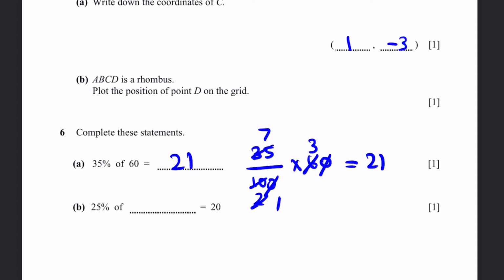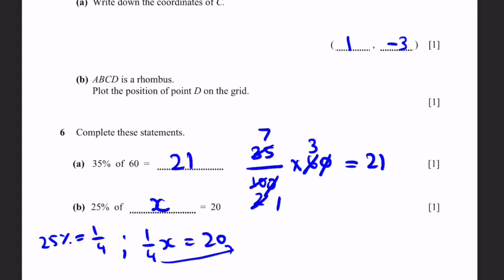B. 25% of x equals 20. 25% equals 1 by 4. So 1 by 4 x equals 20. You can bring the 4 to the other side, and then x equals 20 multiplied by 4, which is equal to 80. So that is the answer. x equals 80.